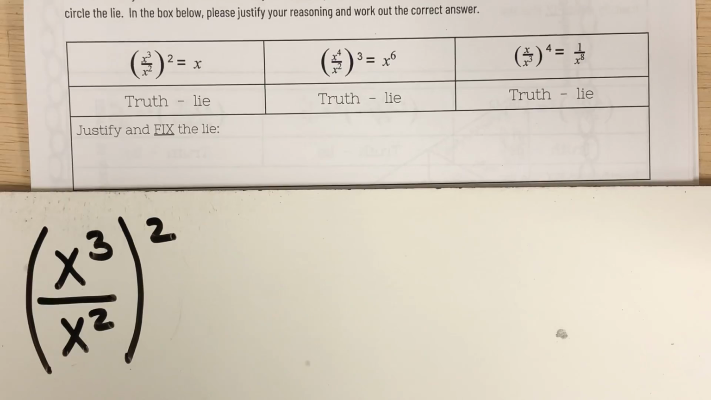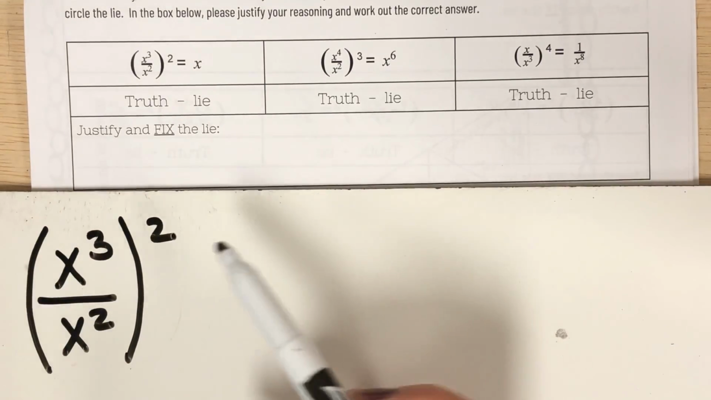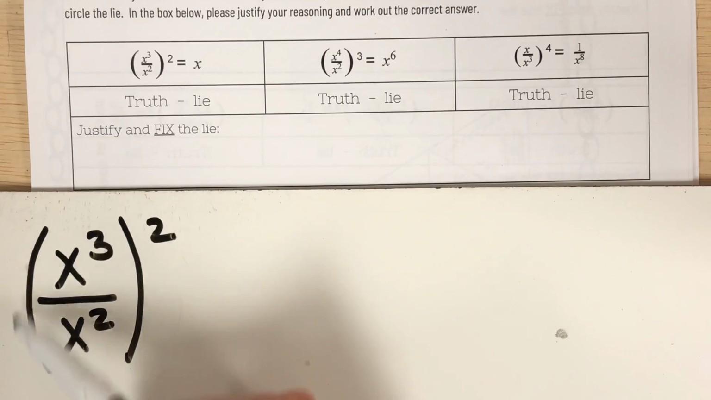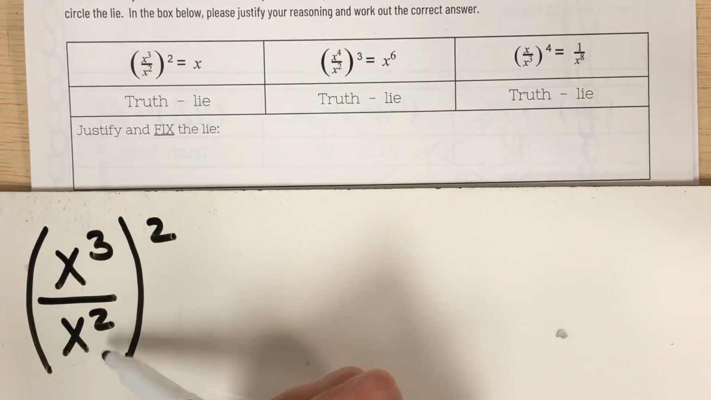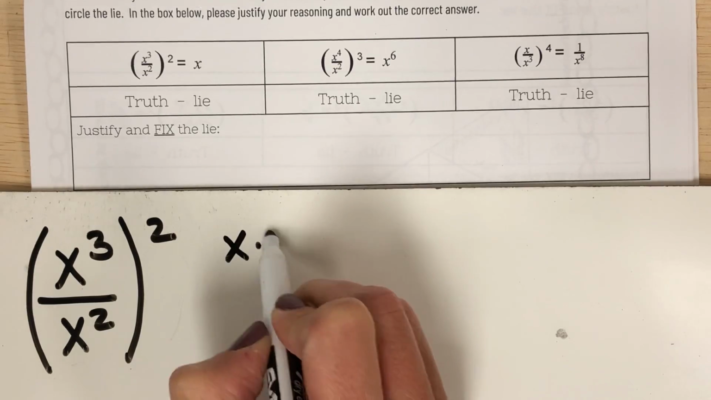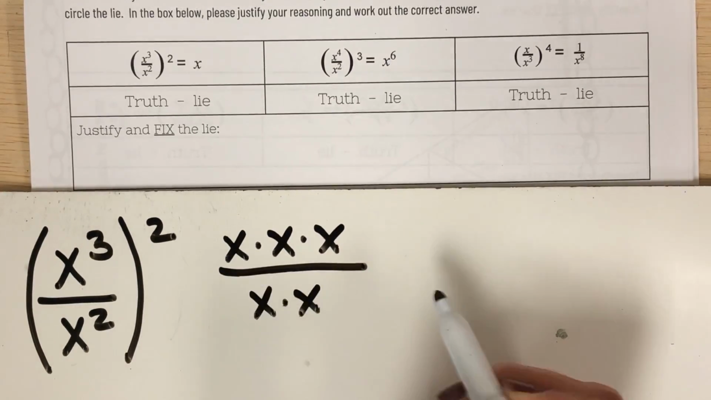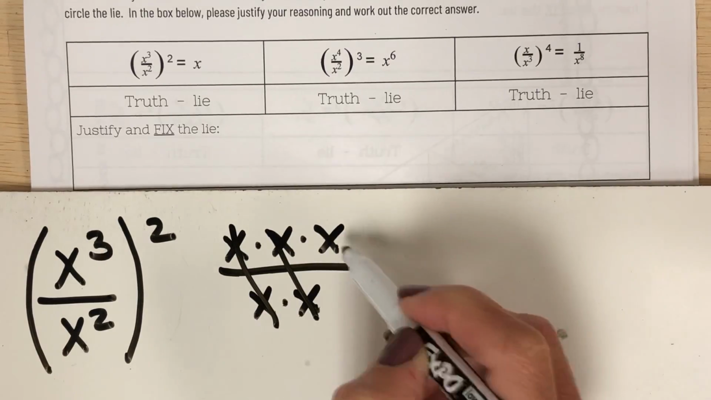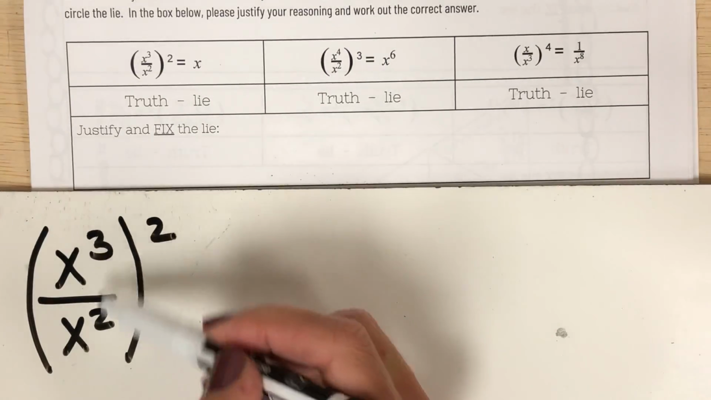Okay, well, let's see. I'm going to go ahead and simplify. I could do this one of two ways. The first way I think is easier is to simplify what is in my parentheses first. X to the third over x squared. Well, if I wanted to write it out the long way because I forgot my rule, it would be x times x times x over x times x. Two of those will cancel out. I'm left with just x. And I know that 3 minus 2 is 1.